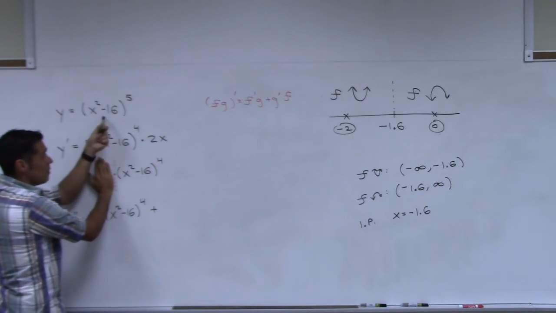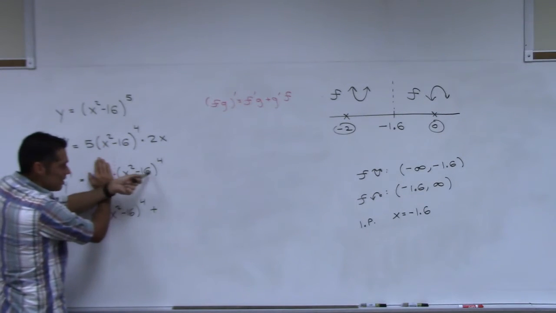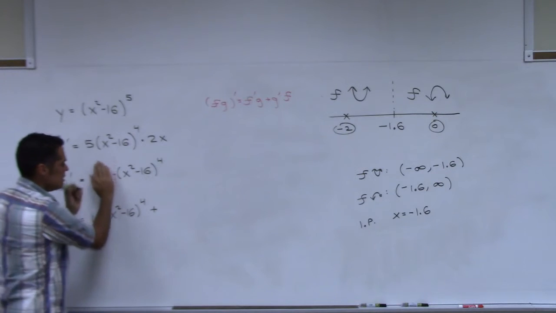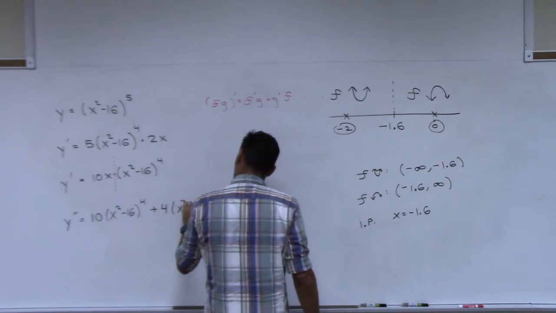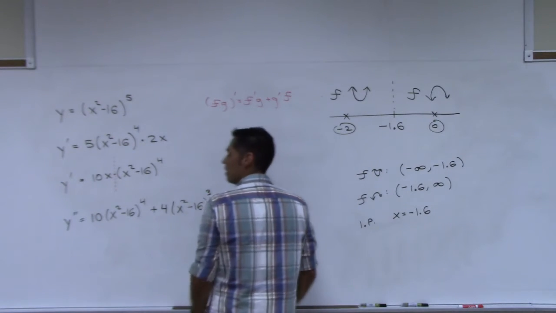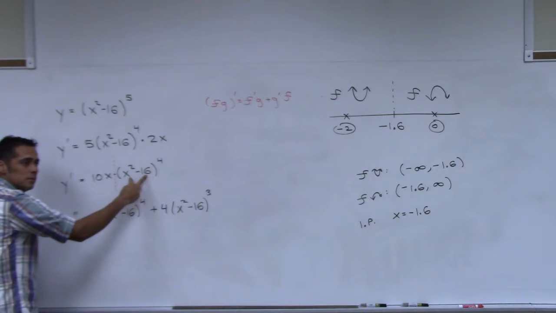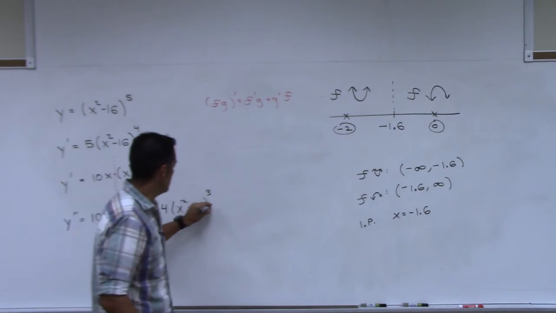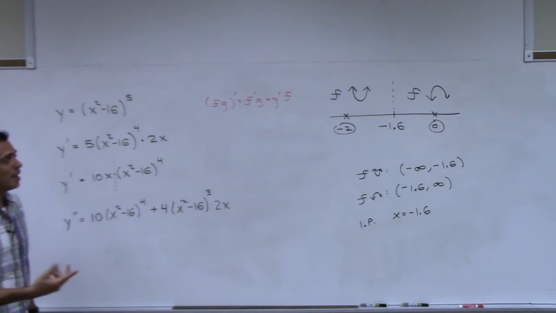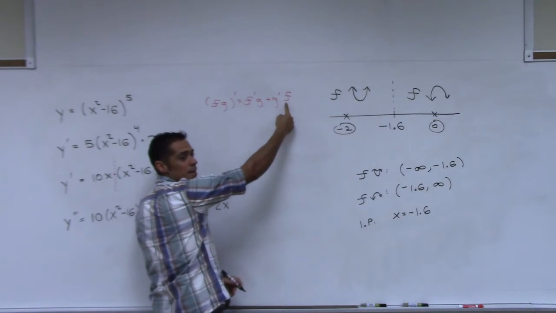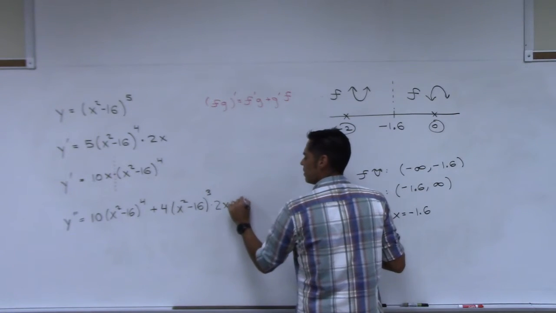Which is just like what we did up there. You bring the 4 down, don't touch the inside, and make it to the 3rd power. Now you take the derivative of what's inside, which is 2x, and tack that on. And then I'm not done. There's one more thing: I have to slap the f on the end. And the last part is what? What's the f? 10x.